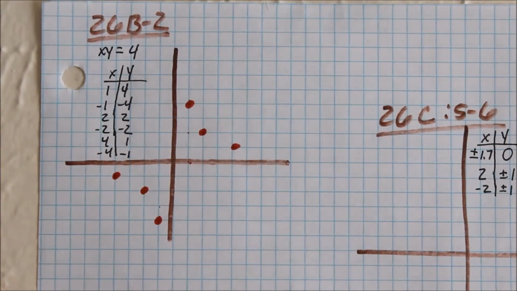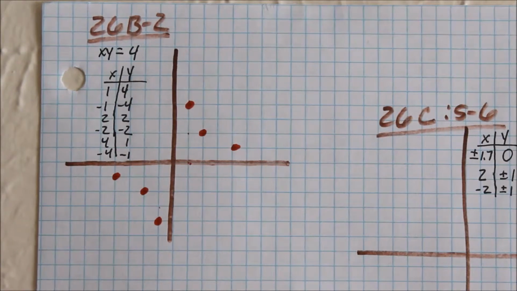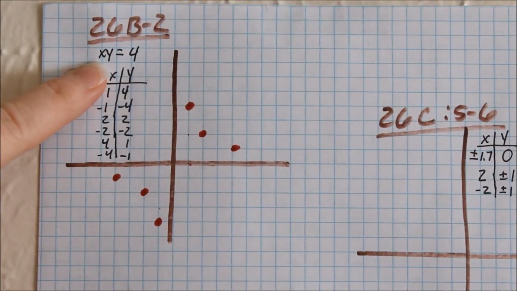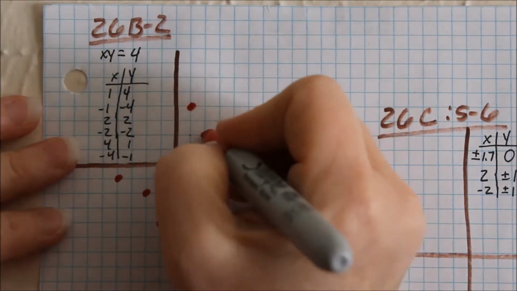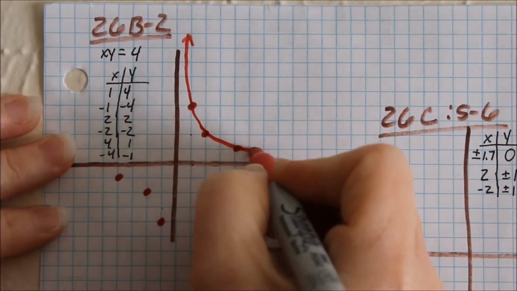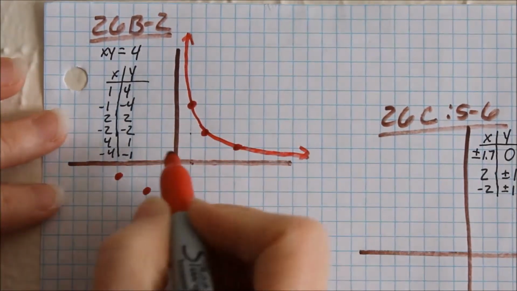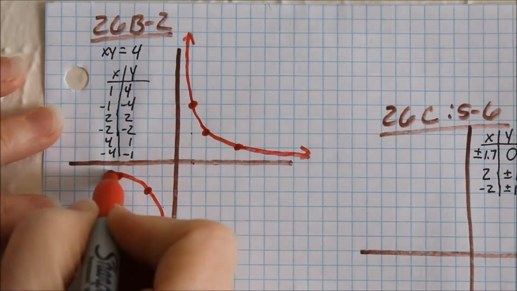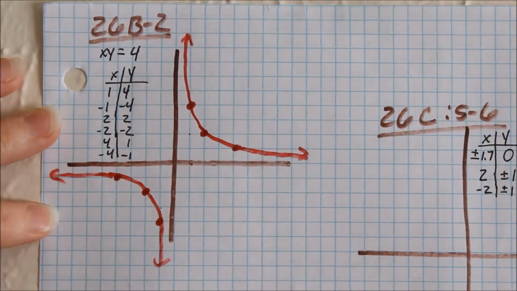And you can kind of see you're starting to get the shape of a hyperbola. Remember, hyperbolas, when the equation is in this form, you are not going to cross the x or y axis. So you're just going to be getting close to the y-axis and then getting close to the x-axis. And again, these are mirror images of each other. And so it should look something like that.